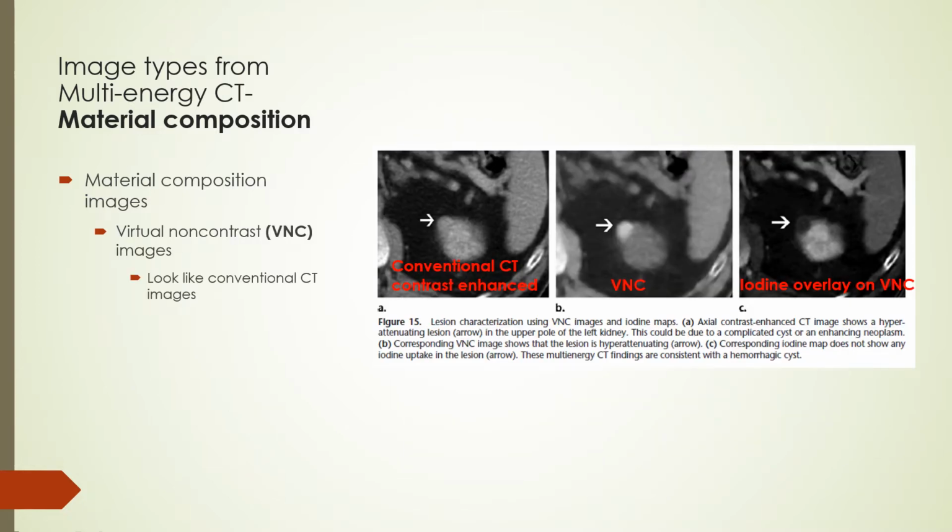Another example of a material composition image is a virtual non-contrast image or VNC image. VNC images are also called water-only images. In VNC images, the iodine component in each pixel has been removed using iodine water decomposition. These images look like non-contrast conventional CT acquisitions with similar attenuation numbers. Iodine maps can be used for lesion characterization either on their own or along with virtual non-contrast images.